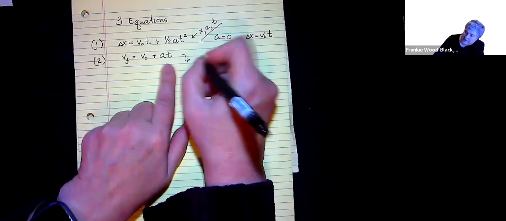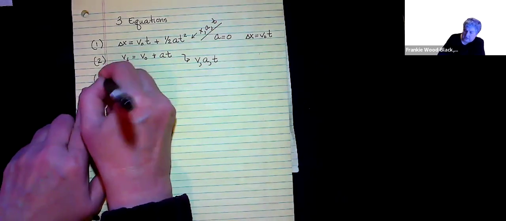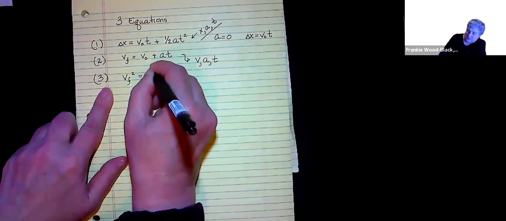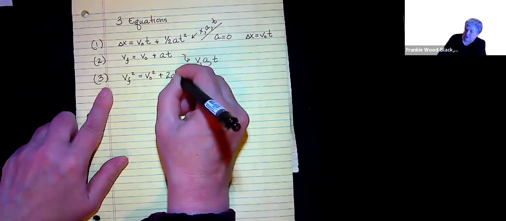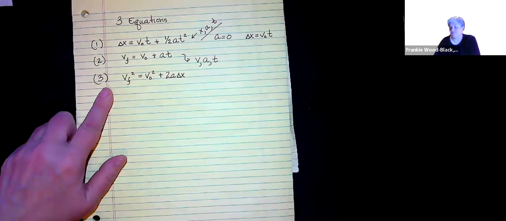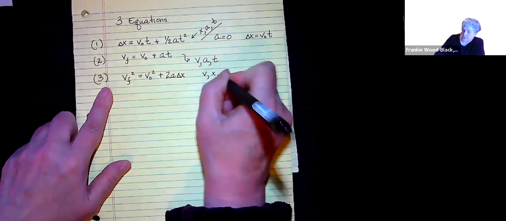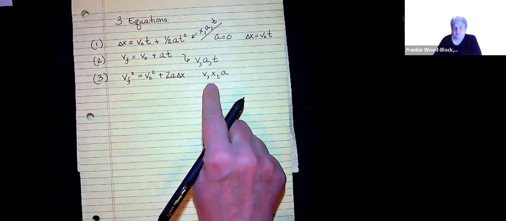This one has the variable of velocity, acceleration, and time. And we're going to get a third equation that's going to use final velocity squared is equal to the initial velocity squared plus 2 times my acceleration times my change in position. And now this one is in velocity, position, and acceleration. There's no time in this one.